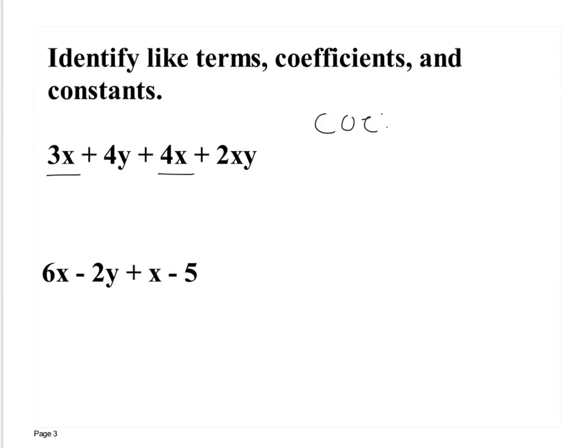Here's all I want: write COE and then identify the coefficients. Someone tell me what the coefficients of this expression are. Kendall? 3, 4, 4, and 2. Good. The coefficients are the numbers in front of variables, which would be 3, 4, 4, and 2. What about constants? What would be my constant here? Do I have one? No, so it would be none. There's not a number by itself, so I don't have a constant.